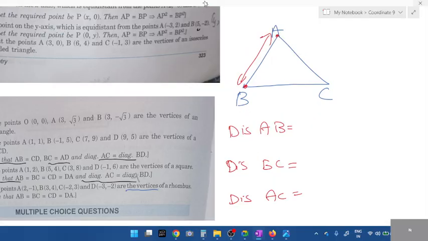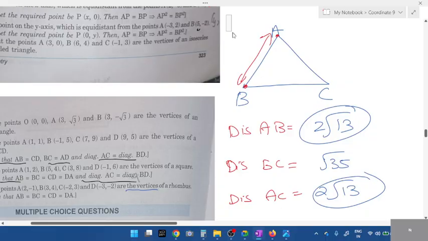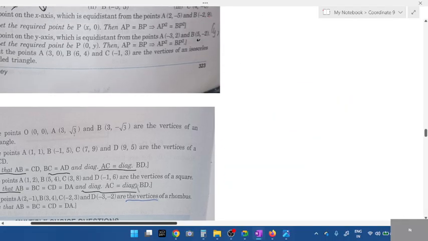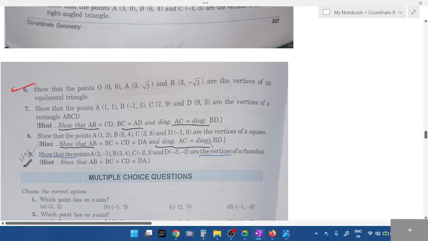3 separate questions. For example, after solving, you get 2 root 13. Here you get root 35. And here you get 2 root 13. Is this an isosceles triangle? What's the reason? Can you see two sides are equal? That's it. Find the distance, prove it. I'll skip this. Okay. If in exam, do it. Because there's no time, students.